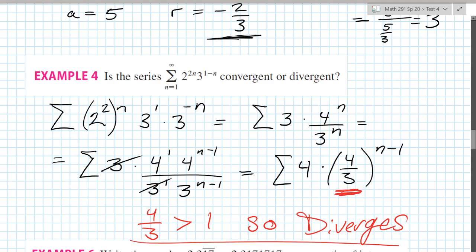And that's the end of our problem. We got it to look like a geometric series, so our a was 4 and our r was 4/3. Now that it's a geometric series, we can say it diverges.